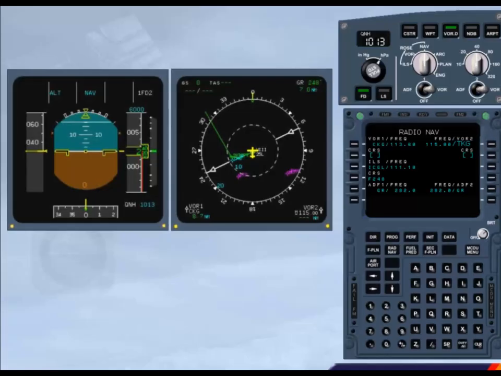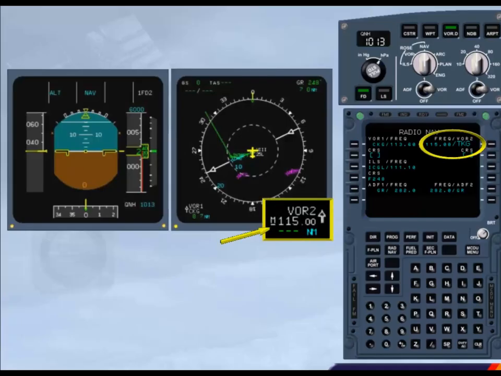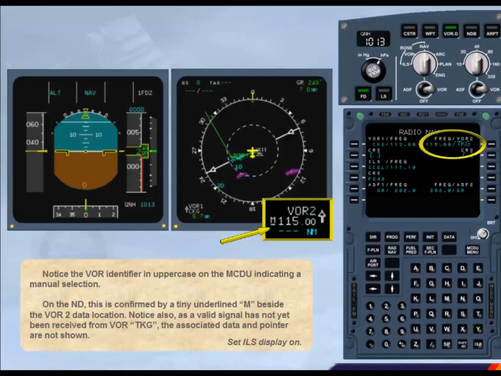Notice the VOR identifier in uppercase on the MCDU, indicating a manual selection. On the ND, this is confirmed by a tiny underlined M beside the VOR2 data location. Notice also, as a valid signal has not yet been received from VOR TKG, the associated data and pointer are not shown. Set ILS display on.